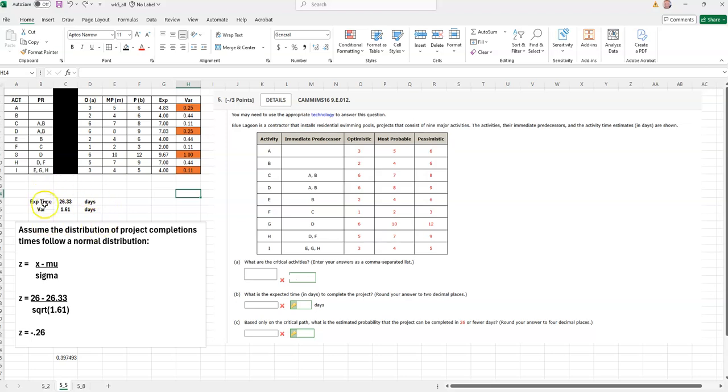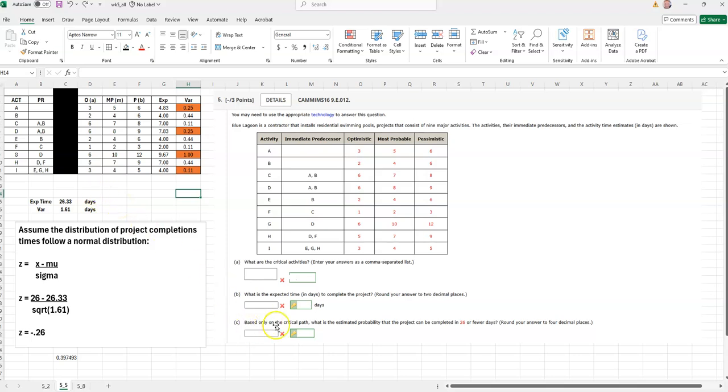Why are these values important? We'll talk about that here in a minute. So what are the critical activities? You should be able to find that if you go through this correctly. What is the expected time? Again, if you go through this correctly, you should come up with 26.33 days.